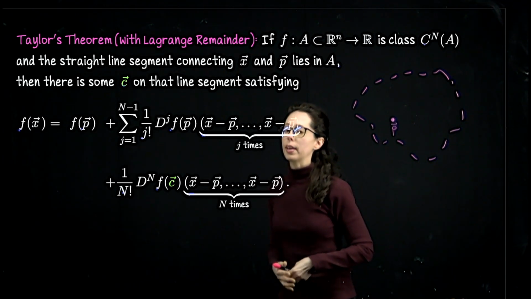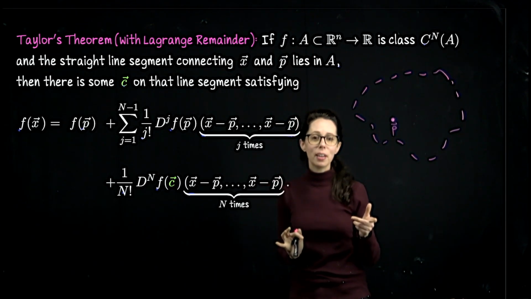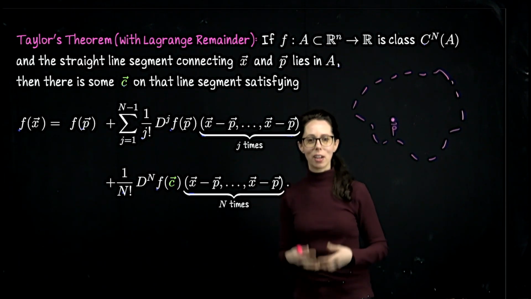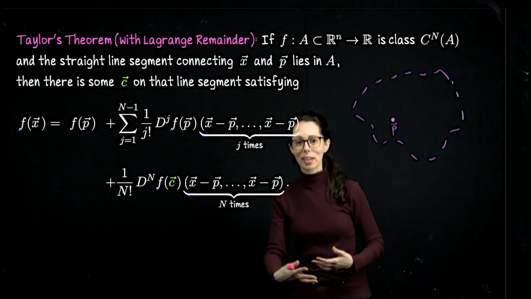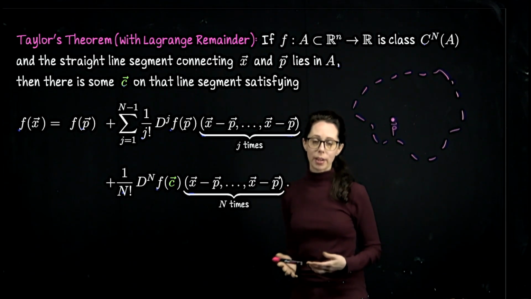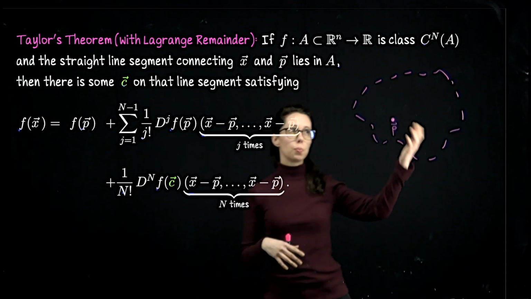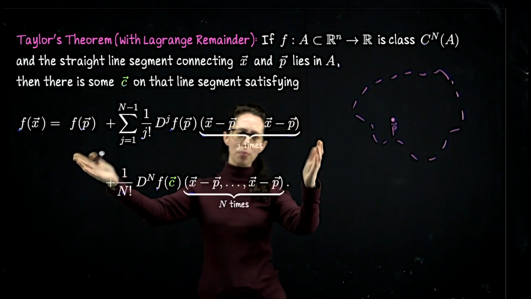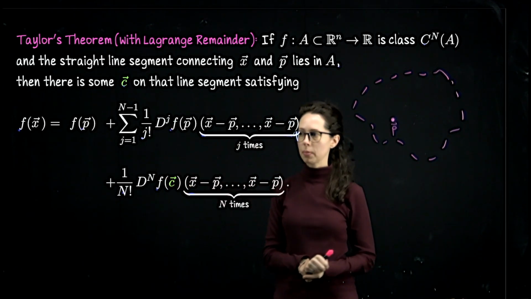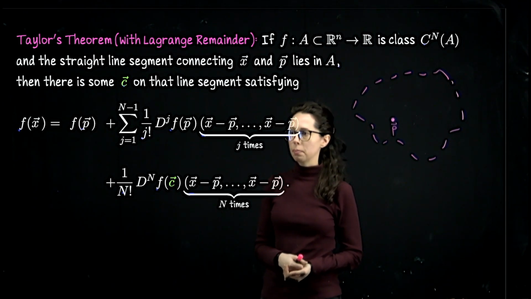If we kept going with this, our next piece would be 1 over 3 factorial times d3 of f at p acting on a triple of vectors. That's a trilinear form acting on x minus p, x minus p, and x minus p. And you could keep going up to, say, N minus 1. You're not required to go that far. Maybe your function is smooth, but you only want to write down a few terms, and that's fine. I'm not saying that you have to include all of these terms in your expansion. But what you formed is some Taylor polynomial up to degree N minus 1.